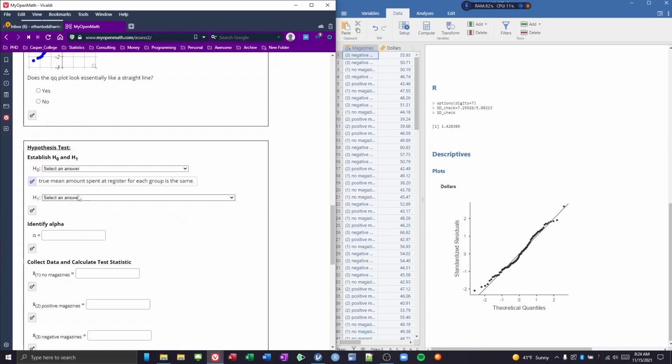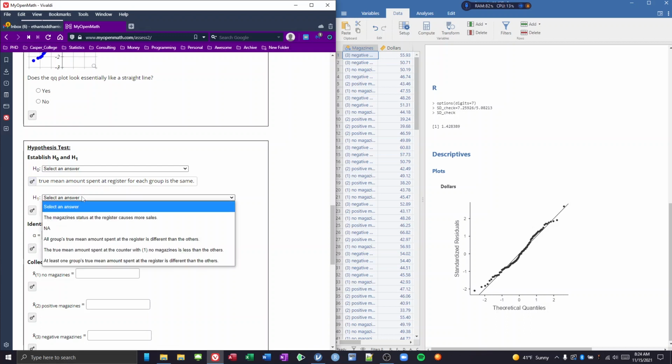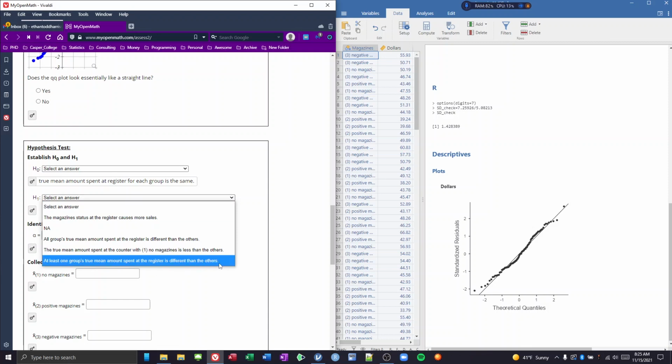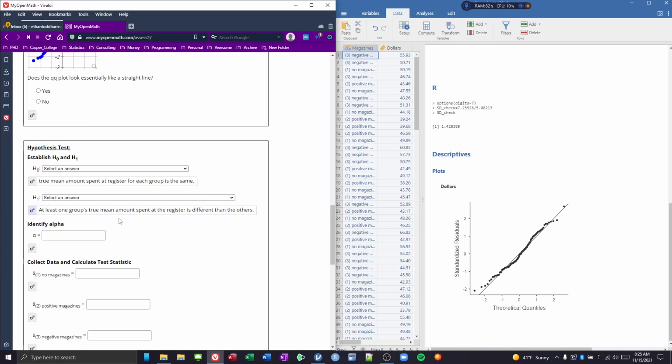And then when we look at our alternative, we have to be careful here. The alternative is not that they are all different. If they're all different, that's great, that would invalidate our null hypothesis. But what we are really looking at is that at least one group's true mean amount spent is different from another. That is, we have at least one pairwise comparison that is different. We'll get into that more once we dive into our post hoc analysis with our confidence interval.